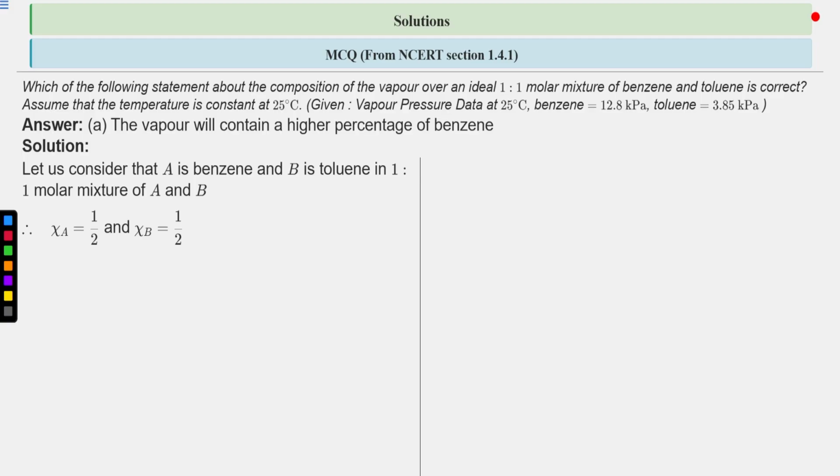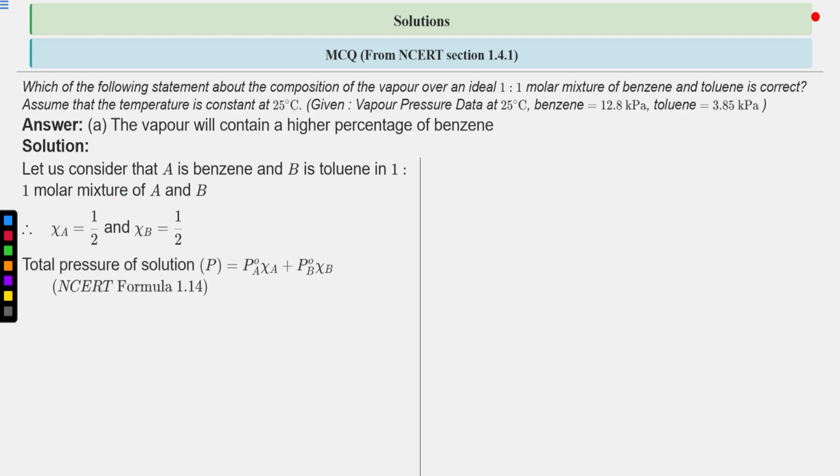Now, this we have already done, but let's rewind again. We have been given the 1:1 molar ratio of benzene and toluene, which we consider as A and B. So mole fraction will be the number of moles of A divided by the total moles. For benzene, A, the number of moles is 1 divided by total moles, 1 plus 1, which is 2. Similarly, the mole fraction for B, which is toluene, is the number of moles of toluene, 1, divided by total moles, which is 2. So these are the mole fractions for benzene and toluene.